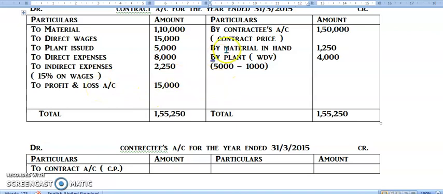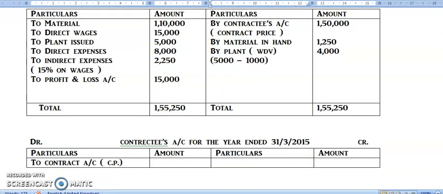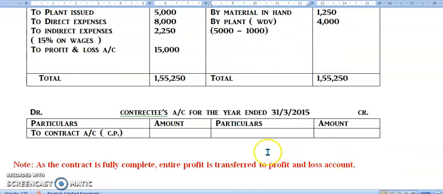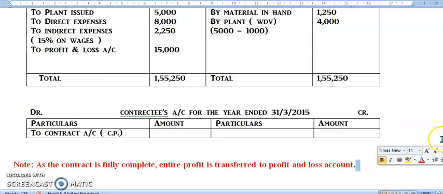ये प्रॉफिट एंड लॉस अकाउंट आपको पूरा का पूरा पीएनएल में ट्रांसफर करना है बच्चों, रिजर्व्स में नहीं जाएगा। क्यों रिजर्व्स में नहीं जाएगा? I have written the note over here. As the contract is fully completed, entire profit is transferred to profit and loss account. ठीक है, क्योंकि आपका कॉन्ट्रैक्ट पूरी तरीके से कंप्लीट हो गया है तो आप पूरा का पूरा प्रॉफिट एंड लॉस अकाउंट में ही डाल दोगे, आपको और कहीं लिखने की जरूरत नहीं है.